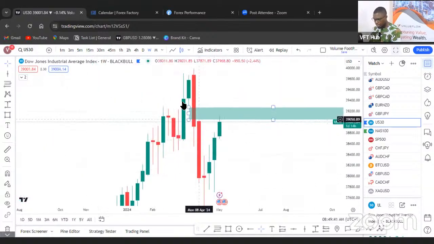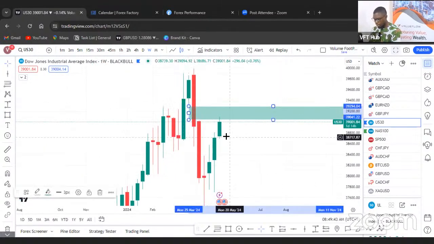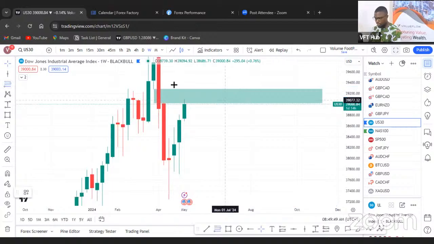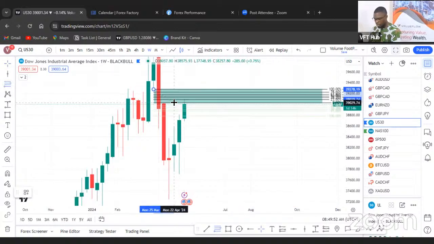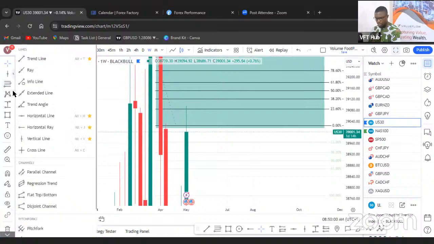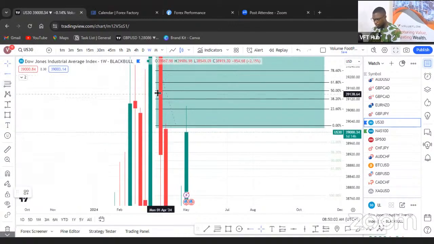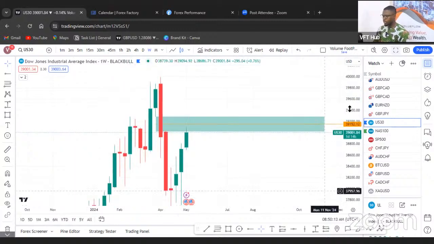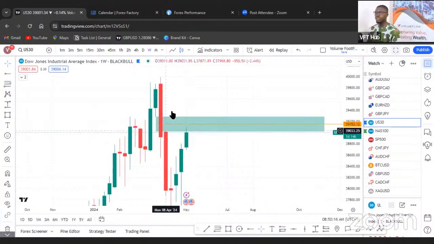So we are seeing price tap into this level. I'm expecting price to fill at least 50% of this imbalance, this inefficiency in price. Let me measure the 50% of it. 50% is this level here. I'm expecting price to tap into this level, and then we ought to see some sort of reaction from this level.